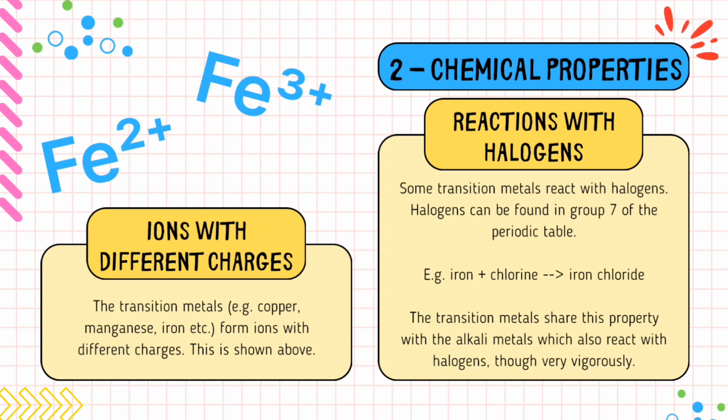Reaction with halogens. Some transition metals react with halogens. Halogens can be found in group 7 of the periodic table. For example, iron plus chlorine gives iron chloride. The transition elements share this property with the alkali metals, which also react with halogens, though very vigorously.